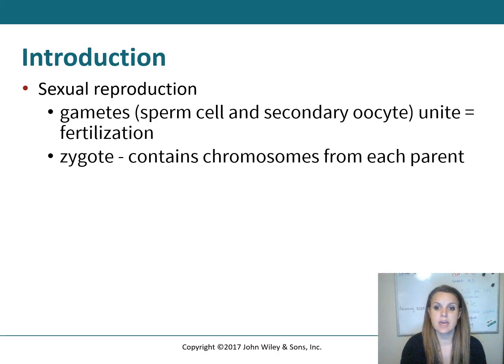The cells that are reproductive cells are called gametes, and these are your sperm and your egg. And when they unite, this is called fertilization, and they create a zygote. And a zygote contains one set of chromosomes from each parent. So in humans, that would be 23 chromosomes from mom and 23 chromosomes from dad.